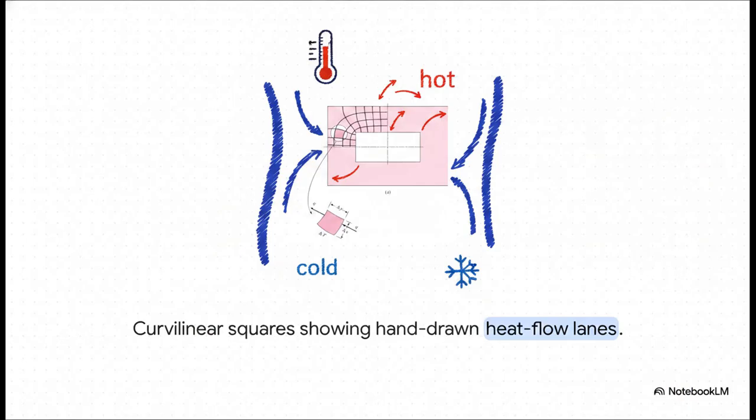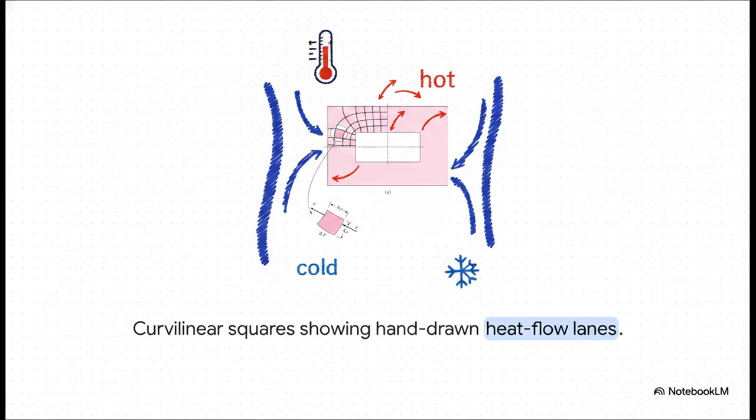Well, before we had modern computers to do all that heavy lifting for us, engineers came up with a really clever workaround. They would literally sketch the heat flow by hand. They built groupings of what are known as curvilinear squares, carefully drawing lines so the x and y increments were roughly equal and perpendicular to each other. This created a grid of isotherms and heat flow lanes.